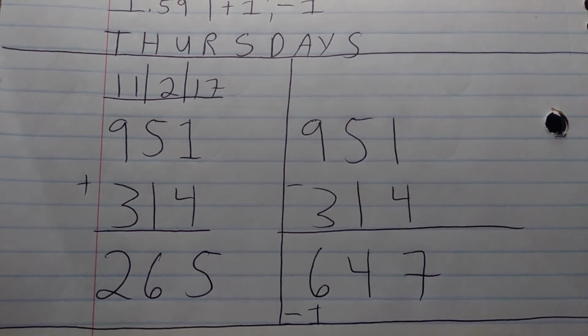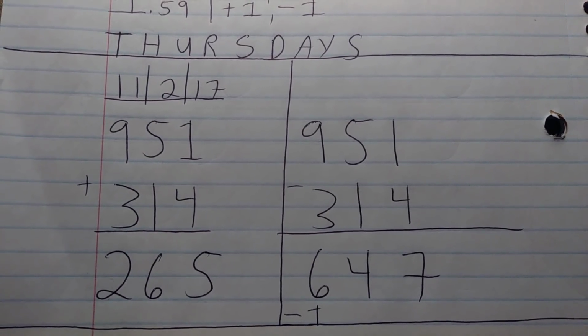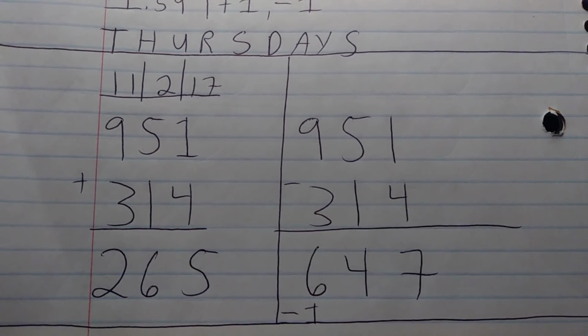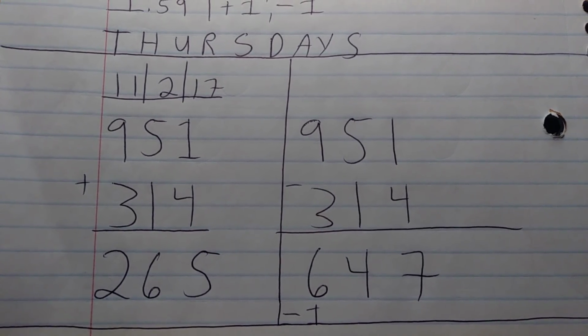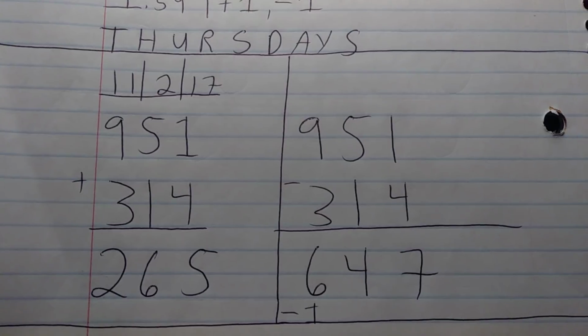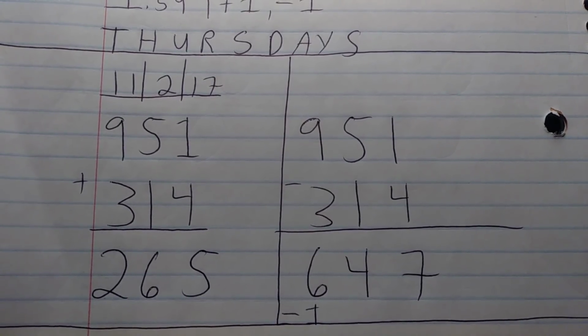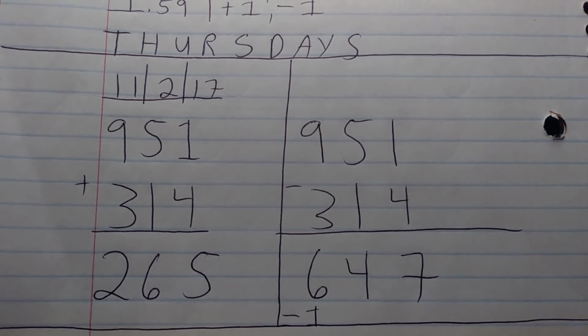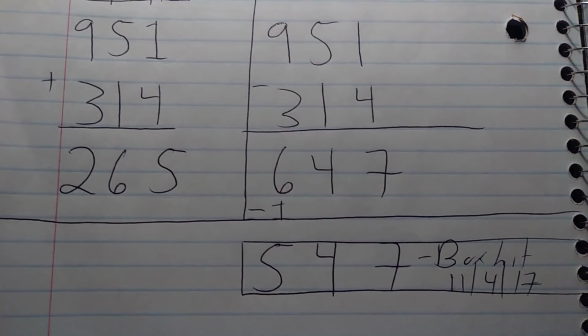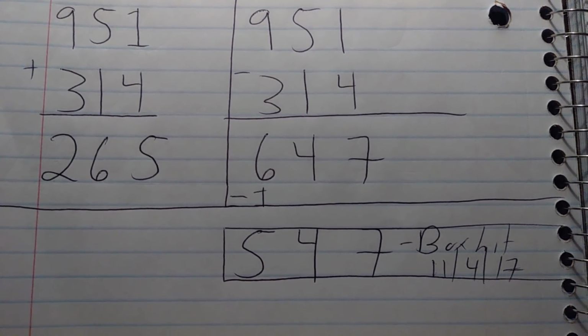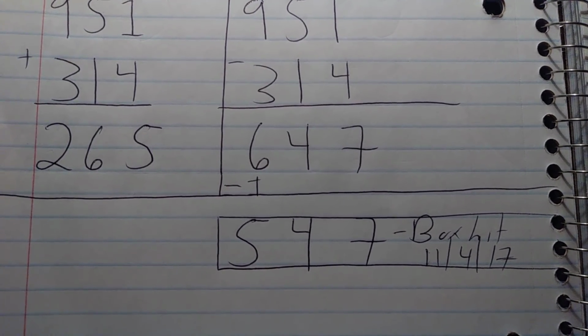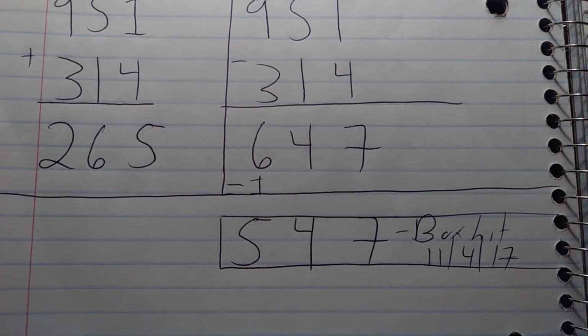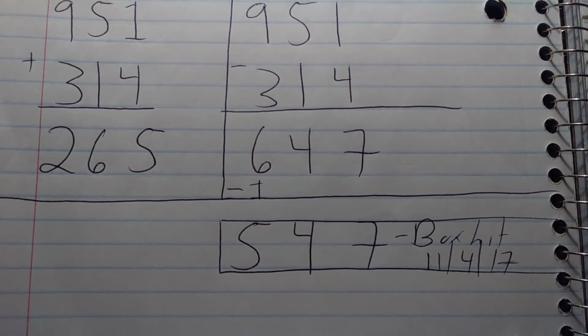You also take 314 away from 951, so that's 11 minus 4, which is 7. 5 minus 1, which is 4, and 9 minus 3, which is 6. You're going to take off that 1 off the 6, and then that's going to give 547. And that one did hit on November 4th.